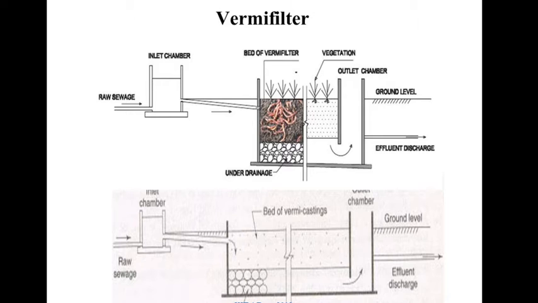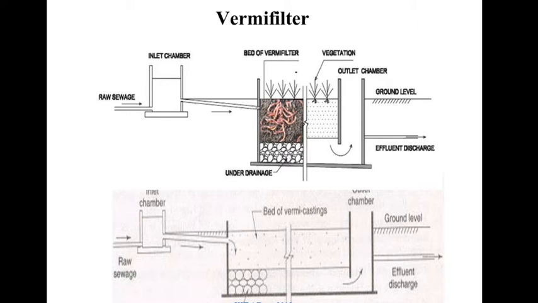There is a raw sewage inlet, then the inlet chamber. You can see the structure of the vermifilter, which consists of the underdrainage system for the collection of wastewater. Above that is the gravel, and above the gravel you can see the sand layer. Above the sand there is soil for the earthworms, and at the top is the vegetation, that is, the wetland plants. So the structure is wetland plants, then soil, then sand, then gravel, and the drainage system. The raw sewage is allowed to pass through the top layer.